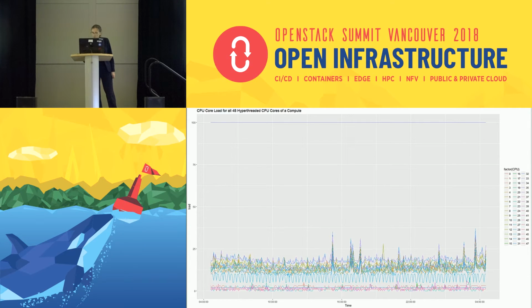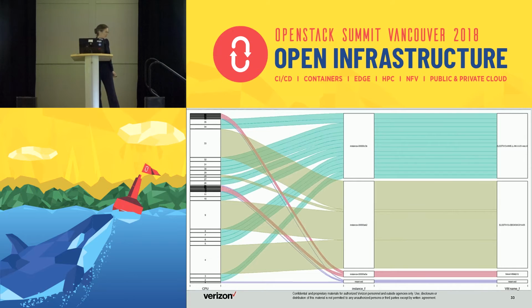Okay, so this is just showing all of the 48 cores here, including the ones that are at 100%. Okay, so this is another R graph. This is an alluvial diagram. So basically, what are we looking at?